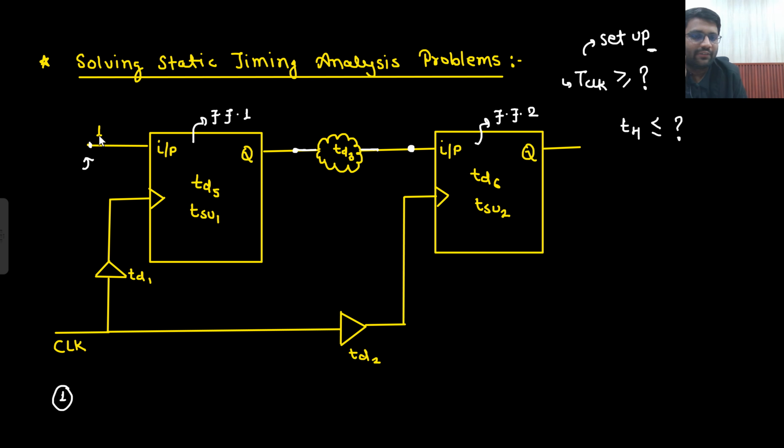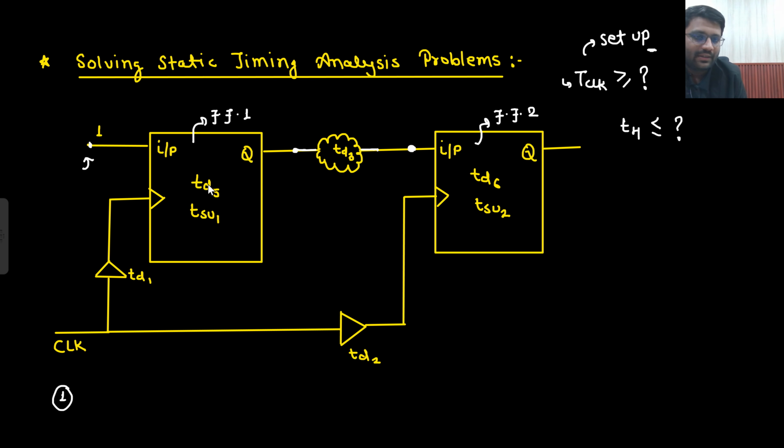First thing is that we need to see whether the input is fixed or not. If it is fixed, no need to worry about it. Only thing I need to worry about is this guy. Now from where is it coming? So we will start from the clock, then I will have to go through this delay TD1, then this delay which is TD5, then this delay which is TD3. So this input will be stable after how much delay? TD1 plus TD5. I don't care about the setup time of this, right?